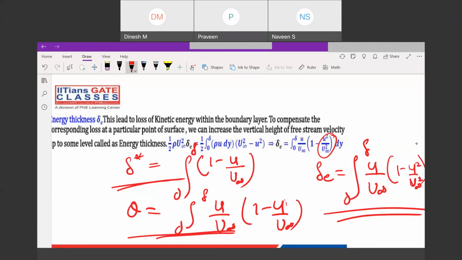Let me know when you are done. With this, your boundary layer thickness is completed. Boundary layer theory is completed.